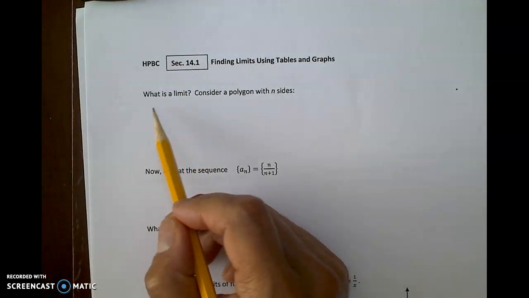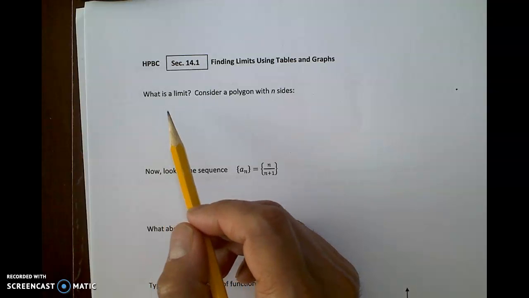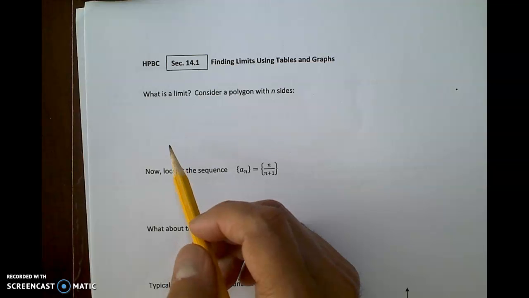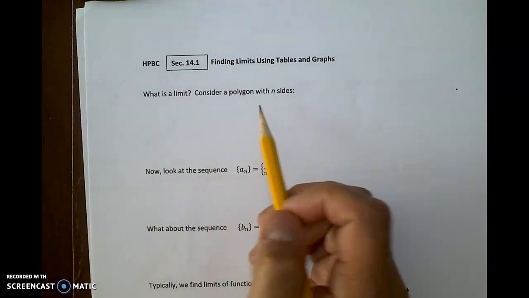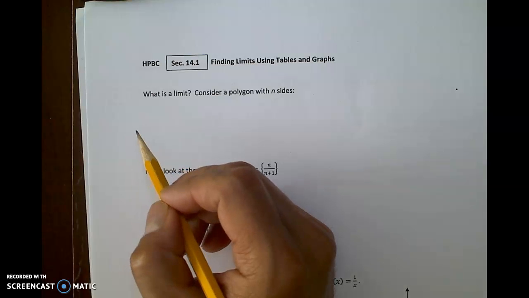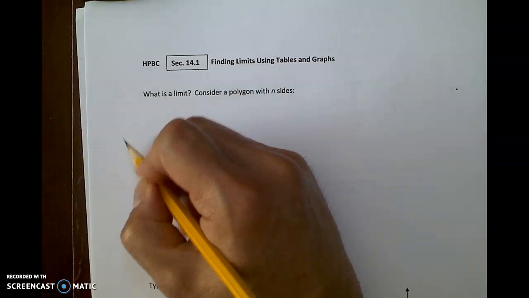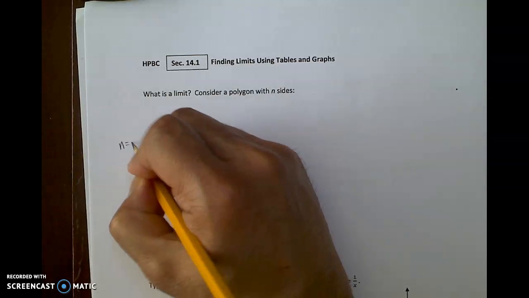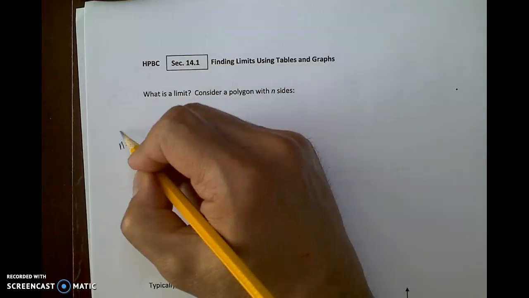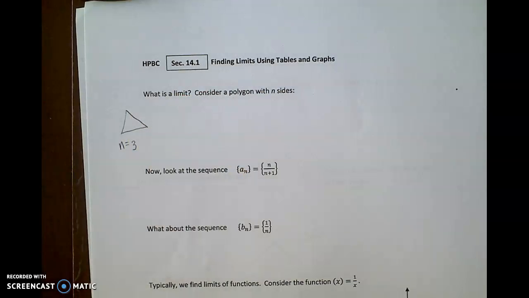So again, when you think about a limit, think about the end or the farthest that something goes. If you consider a polygon with n sides, we know we can't start off a polygon with one side or two sides. We need a minimum of three-sided polygons. So if n is equal to 3, three sides means we're looking at a triangle.